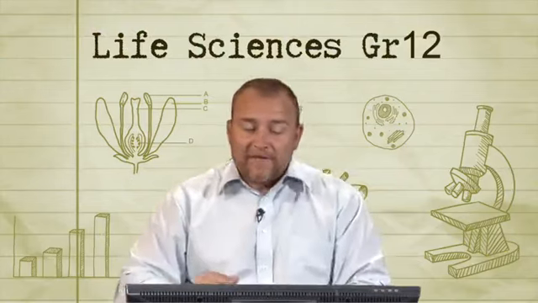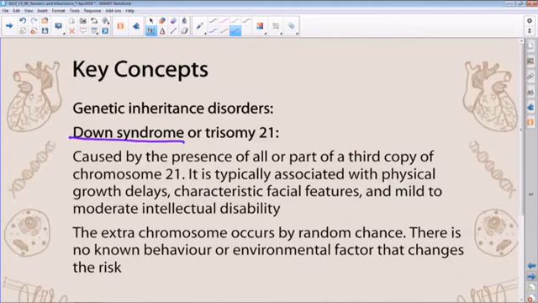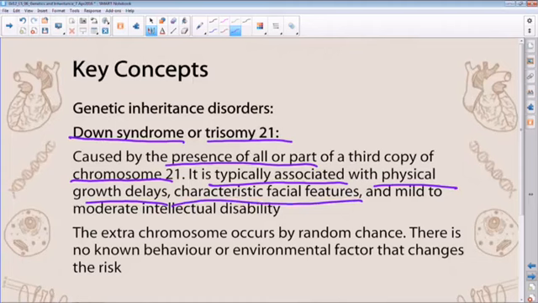Welcome back. I did promise you we're going to have a look at some diseases. The first one is Down syndrome, or trisomy 21. Trisomy means 3. In other words, in one of the parents, either mom or dad, the chromosomes didn't split. The third chromosome, number 21, is typically associated with physical growth delay, characteristic facial features you can notice immediately, and a mild or moderate intellectual disability. In other words, they're not as intelligent, and they go to a different school as well.